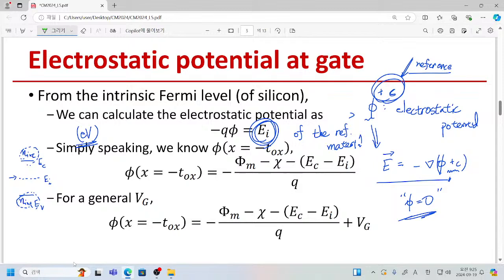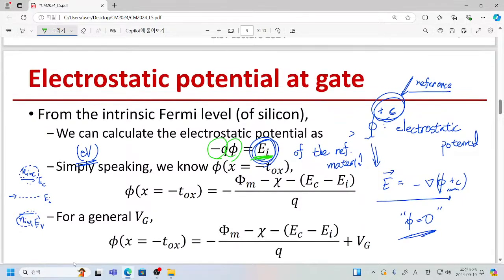Basically, there is no universal agreement about the reference of electrostatic potential. However, at least in this TCAD field, people agree that we have to introduce this convention. So just by multiplying minus Q to our electrostatic potential, we try to figure out the intrinsic Fermi level.